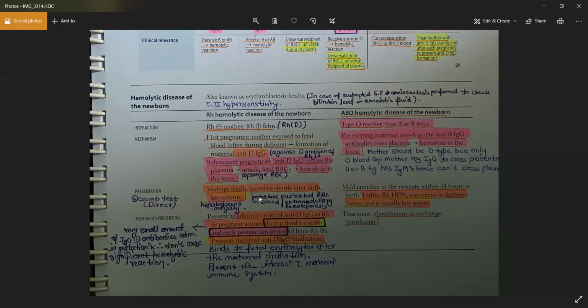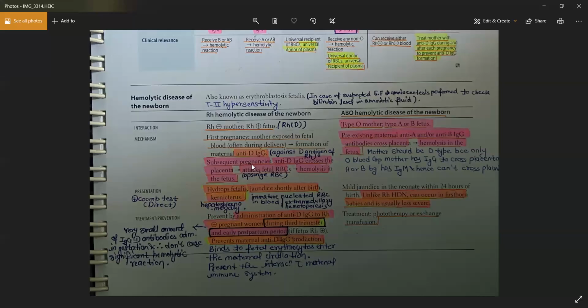Okay. Because of the hemolysis, they will also have the jaundice shortly after the birth. Okay. And because after the hemolysis, the unconjugated bilirubin will rise, that can even lead to the kernicterus. Yes. So this is what is happening in this Rh hemolytic disease or the erythroblastosis fetalis. So how can you prevent it?